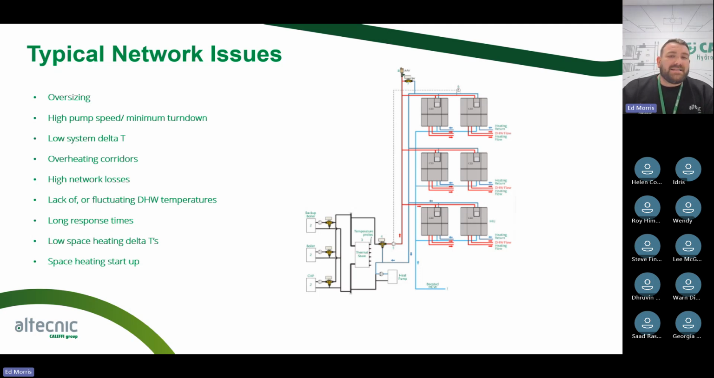But also things like space heating starts, when the initial heating comes on, what impact does that have on the system? What issues does that cause? But that's something that we'll look at as we go through the presentation. So those are some of the things that we identify as typical network issues within a district heating environment or a heat network.